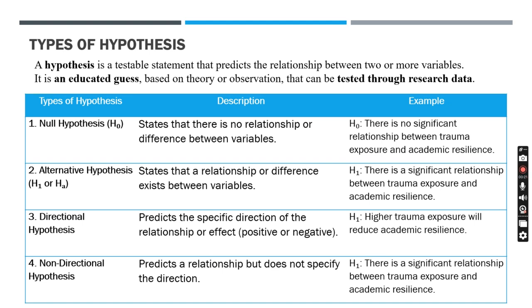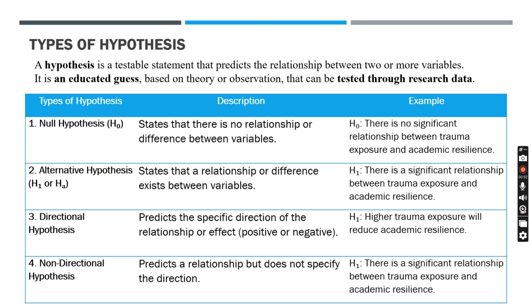The first type of hypothesis is a null hypothesis. When we say null hypothesis, that means there is no relationship or difference between the variables. We call it H0. Like when we say there is no significant relationship between trauma exposure and academic resilience. This is the first type.